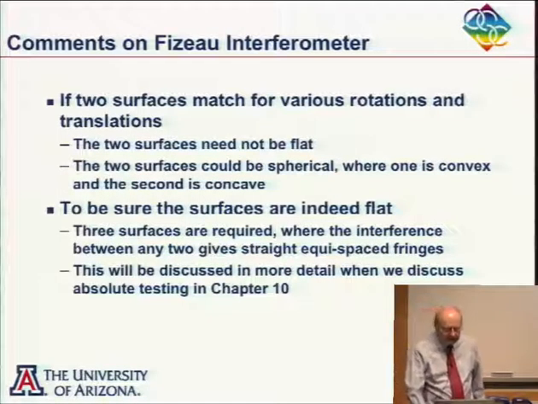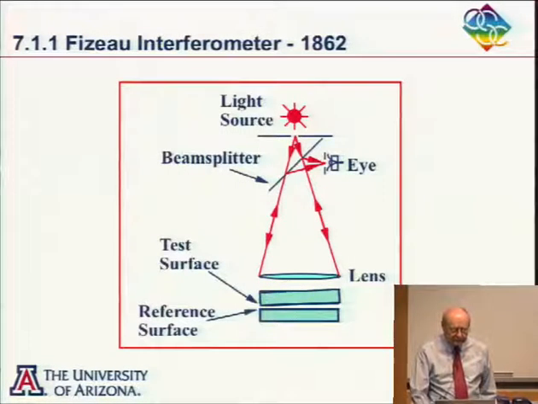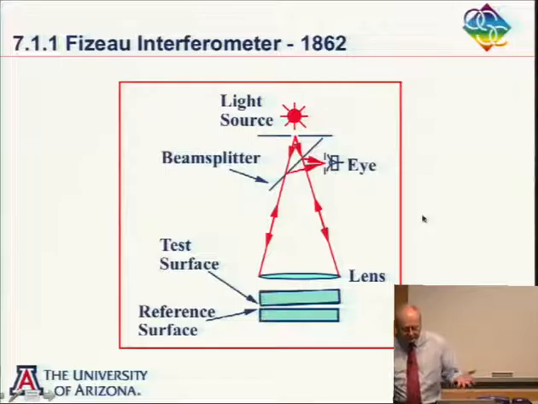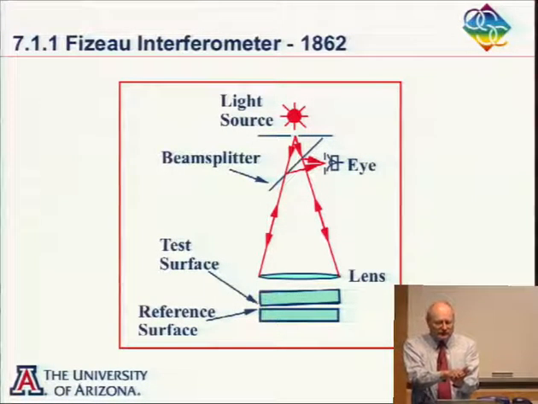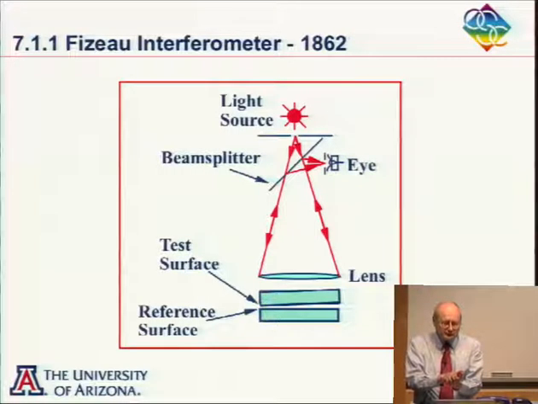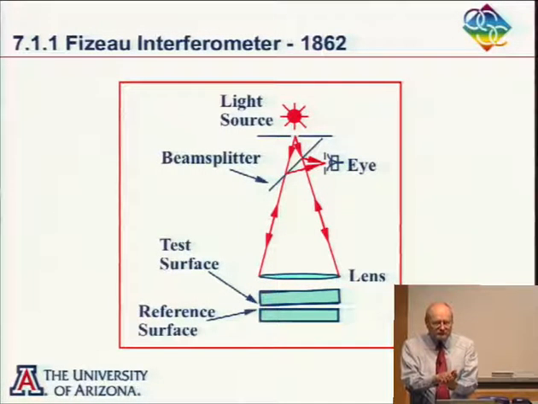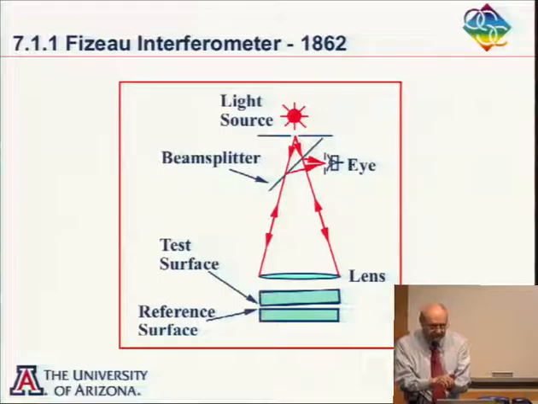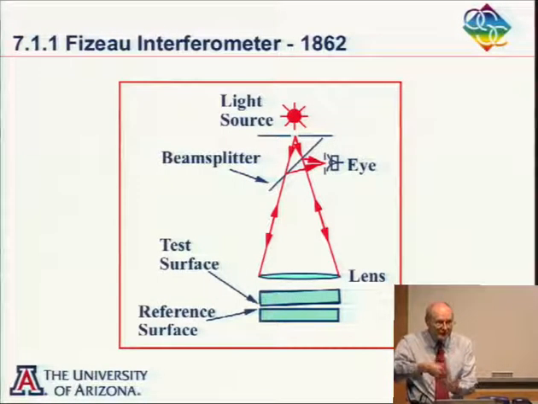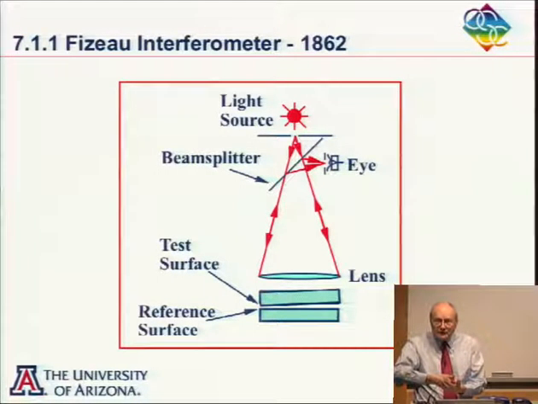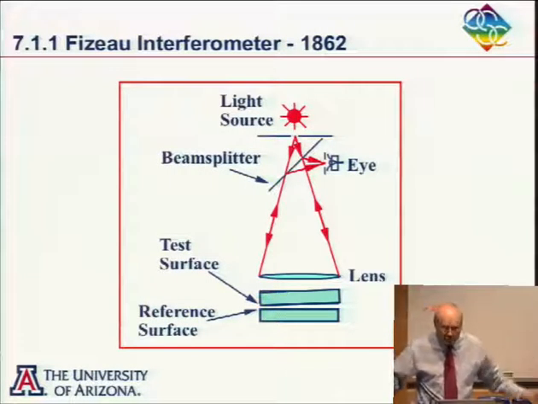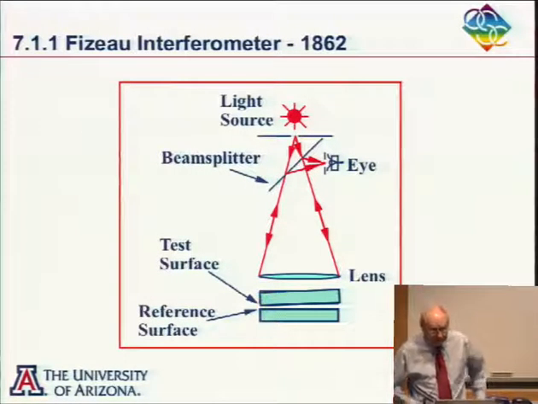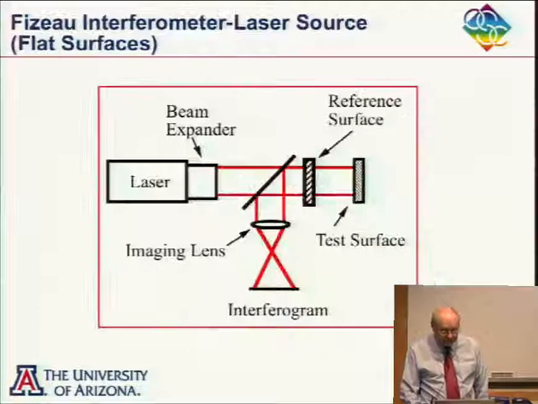Okay, comments on a Fizeau. Let's say I'm going back here to this Fizeau, look at it this way. It could have been the other one, but this is easy to think of. If I put two surfaces together and I get straight fringes, do I know I have flats? The answer is no. I mean, one could be concave and the other one's convex. If I'm putting two surfaces together and I get straight fringes, all I know is that the two surfaces match. I don't know what the shape of either one is.